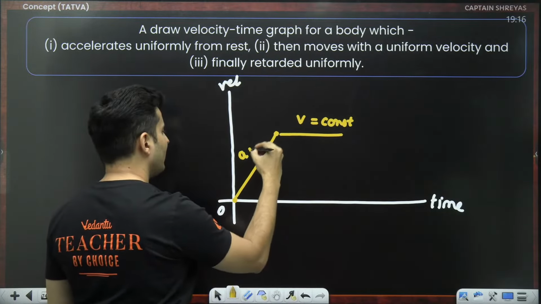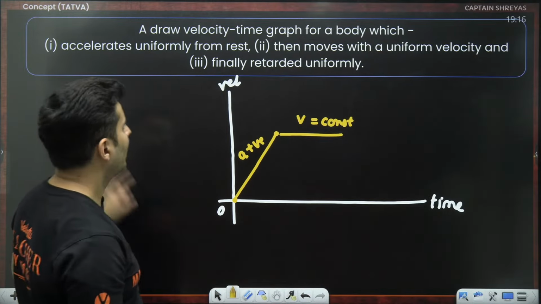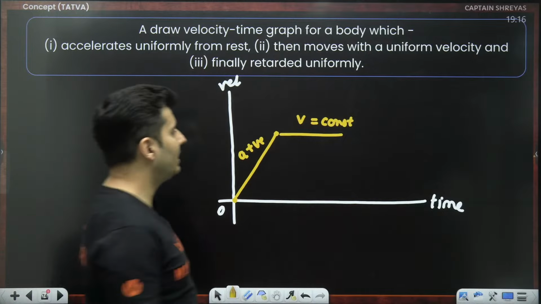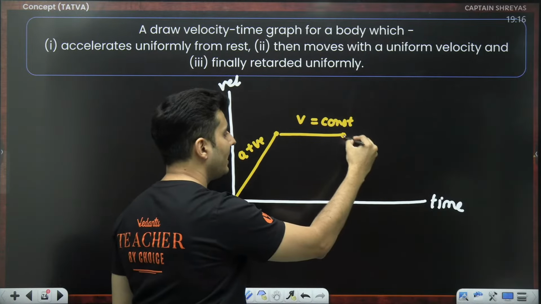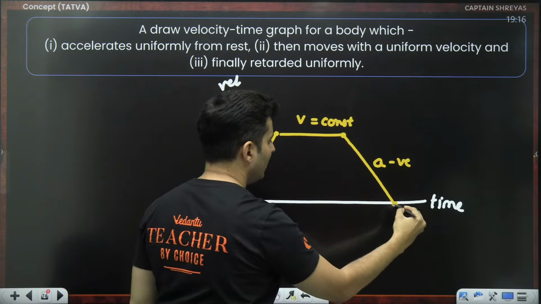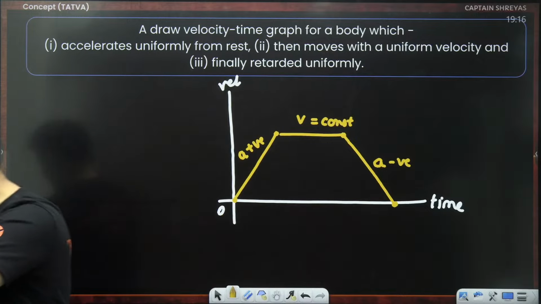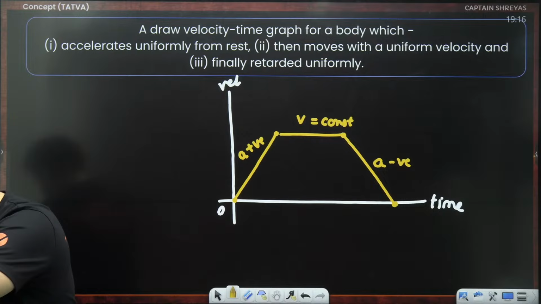Here acceleration was there. In fact, it was positive acceleration. Then it retards uniformly. That means negative acceleration is there. So acceleration will be negative till, let's say, it stops over here. So the graph will be like a trapezium. Correct. Very good. Excellent. That's the correct answer.